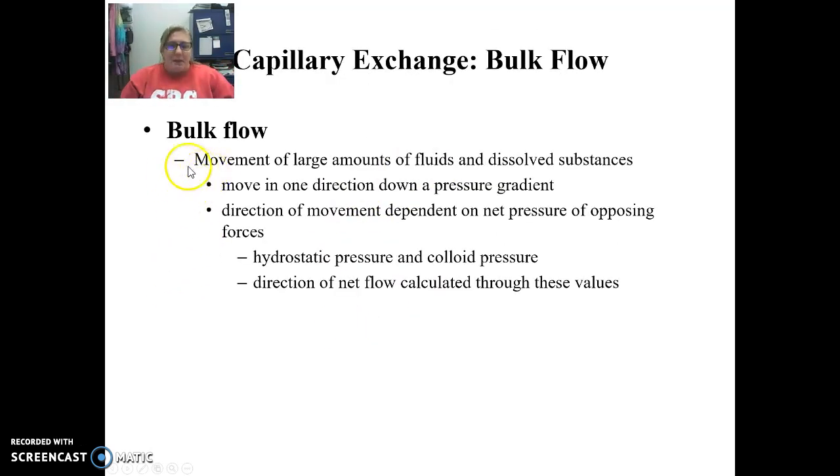And then bulk flow is the movement of a large amount of fluids with dissolved solutes in there. And they move down a pressure gradient. So you're going to move towards a lower pressure. So fluids are going to move out or into the blood, depending. And the movement direction is going to be associated with both your hydrostatic pressure, the pressure of the fluids, and the colloid osmotic pressure, the pressure of the solutes and proteins.